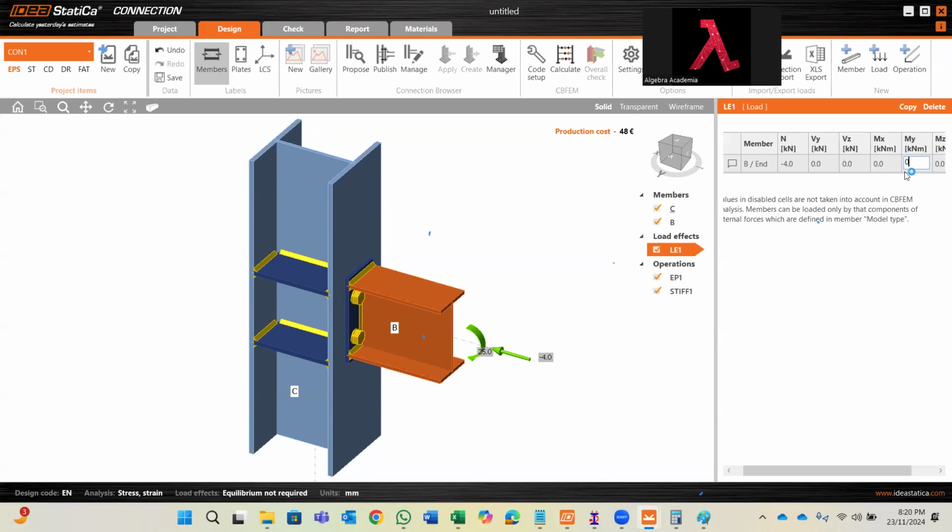Yeah. Can you see here? The moment when I put -4, it shows compression, right? If I change it to positive, you can easily identify whether the force is compression or tension. It automatically turns into direct tension.